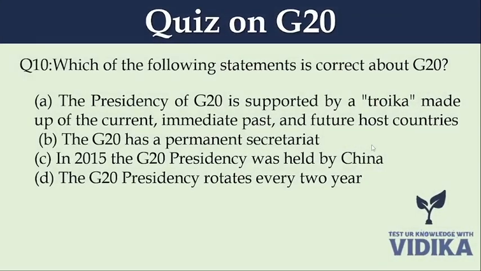Which of the following statements is correct about G20? A. The presidency of G20 is supported by a troika made up of the current, immediate past, and future host countries. Option B. The G20 has a permanent secretariat. Option C. In 2015, the G20 presidency was held by China. Option D. The G20 presidency rotates every 2 years.